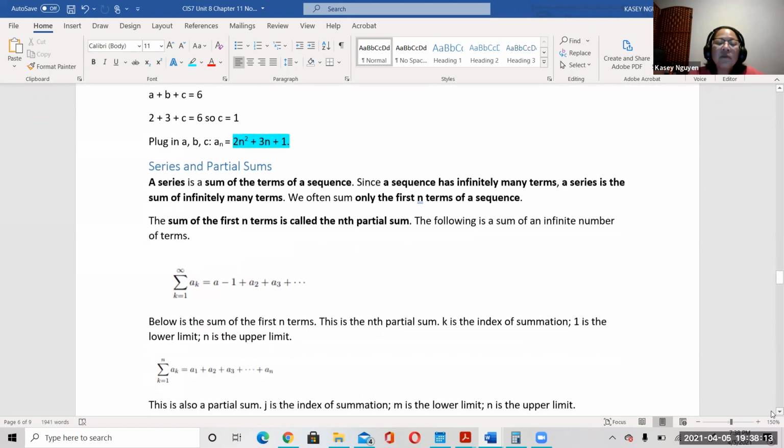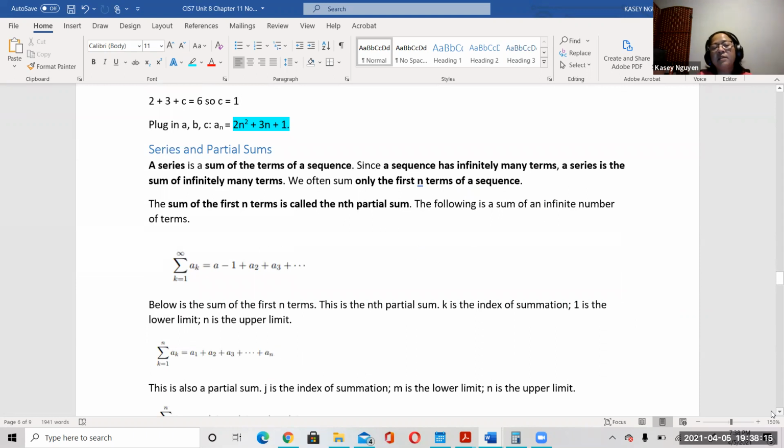The next part, we're going to talk about series and partial sums. A series is the sum of the terms of the sequence. Since the sequence had indefinitely many terms, the series is the sum of infinitely many terms. So when you say series, it is actually the sum of the sequence. People mix them up, and after this class, I hope that you're clear.